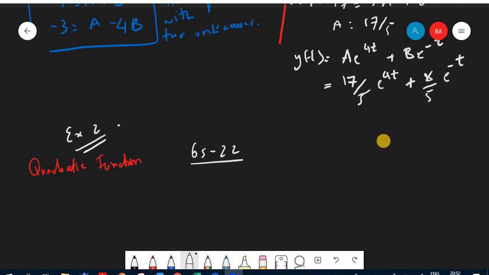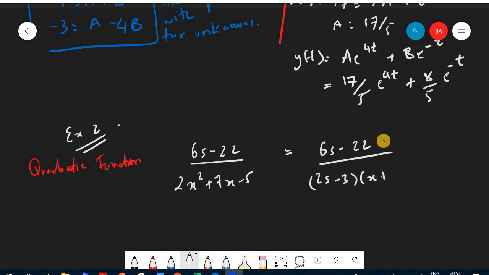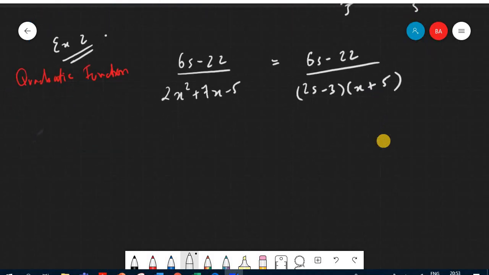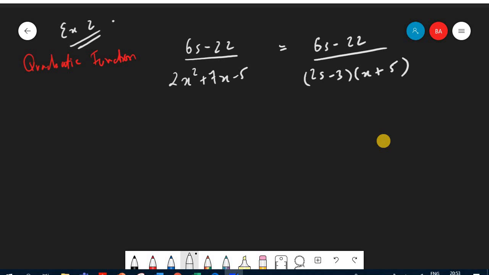So 6s minus 22 over 2s squared plus 7s minus 5. If I have a problem like that, I just want to make sure it can be factorized. Yes, it can be factorized, and the factorization is 2s minus 3 into s plus 5. I'm not going through how to factorize things, because this is straightforward from math. So please go back to your math to know how to do some kind of factorization.